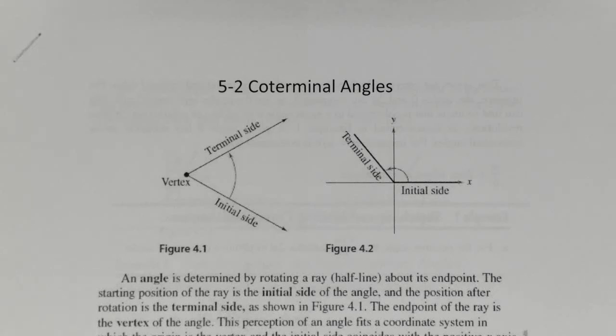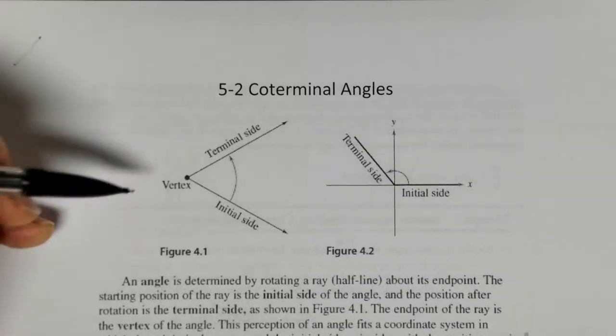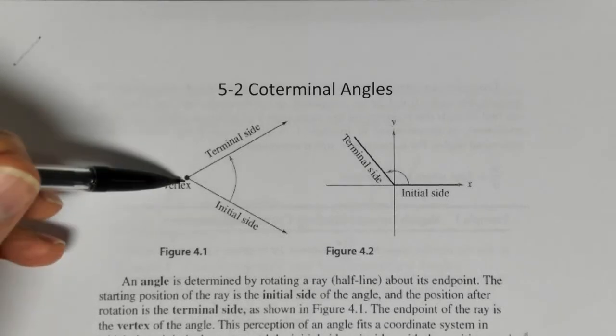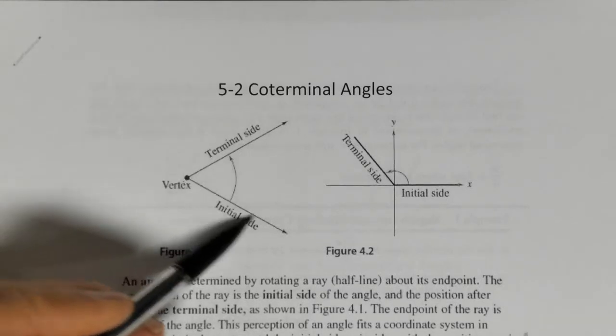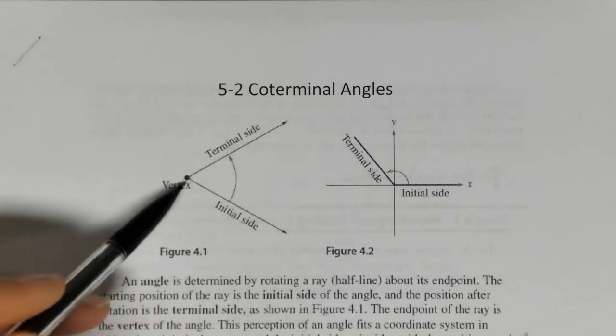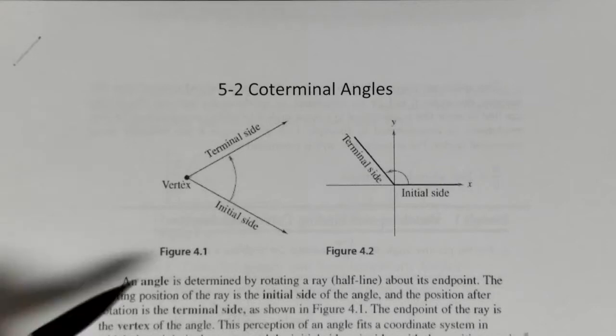Okay guys, in this section 5-2 our topic is coterminal angles, and our objective for this section is to get an understanding of what coterminal angles are and how to determine an angle that would be coterminal to a given angle. And just to reiterate the different parts of an angle, you've got a vertex. Okay, you've got an initial side where you start measuring the angle from, and then a terminal side where the angle stops.